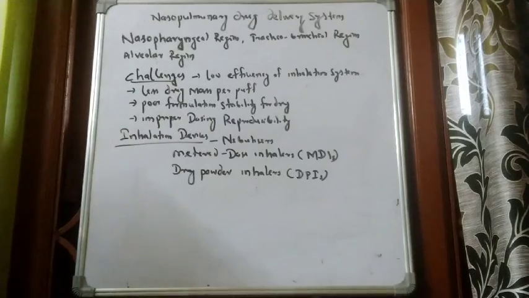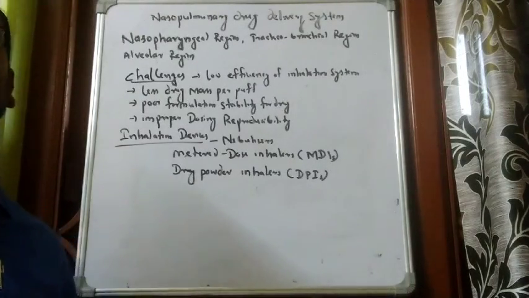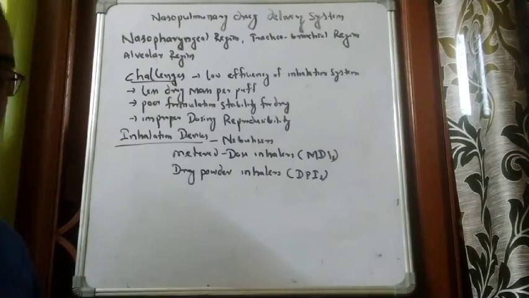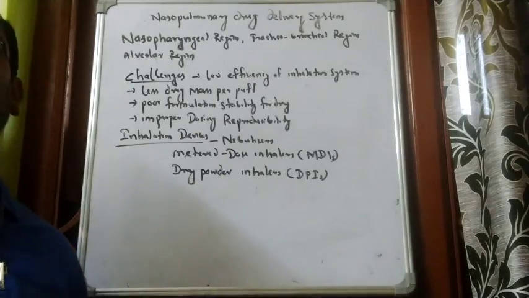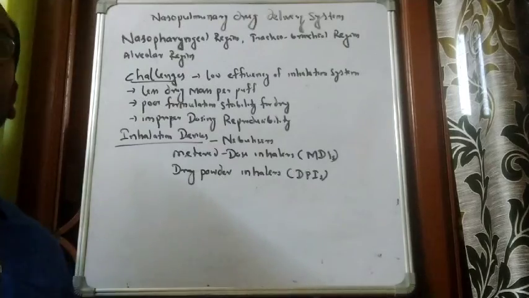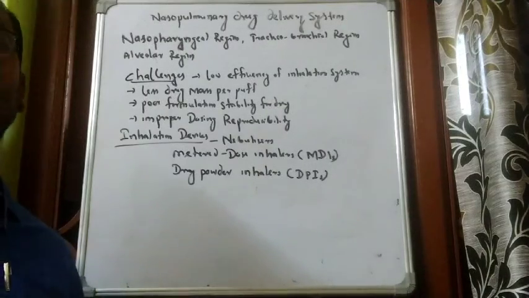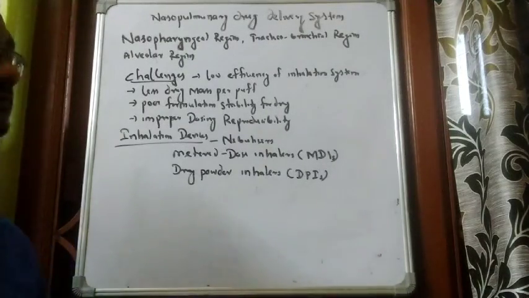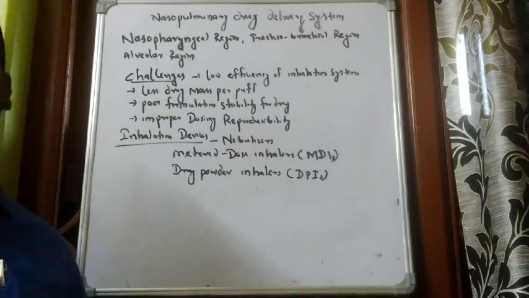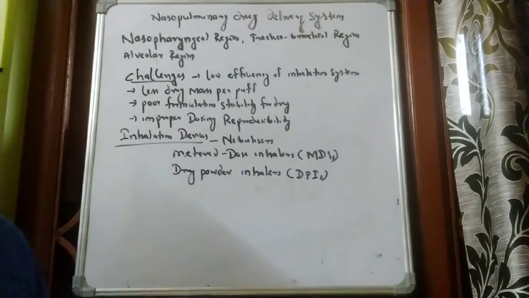The next challenge is less drug mass per puff. Generally, the dose of the drug is in milligrams, but the amount going through this passage is less, less than 1 milligram. If the dose is more than 1 milligram, a sufficient amount of drug will not pass through the passage and will not elicit the effect.